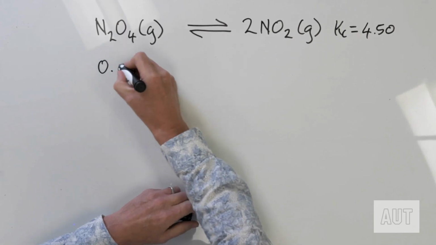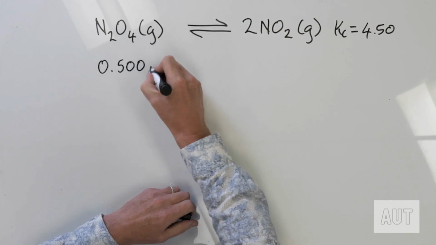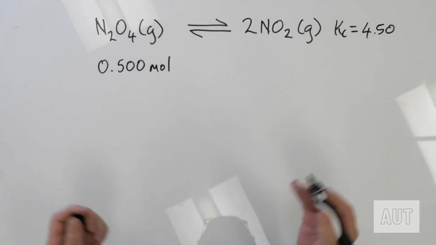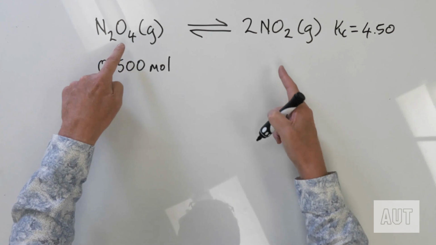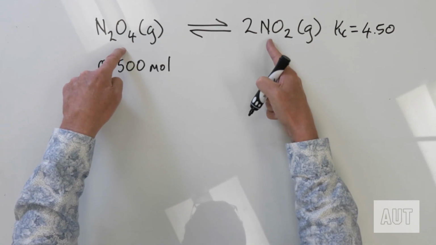What is the question that we're going to ask? Well, we're going to put 0.500 mole of N₂O₄ into an evacuated container, and it's going to be a 1 litre evacuated container, so again that makes the calculations easier. And then the question is, what's the concentration of this and the concentration of this at equilibrium?